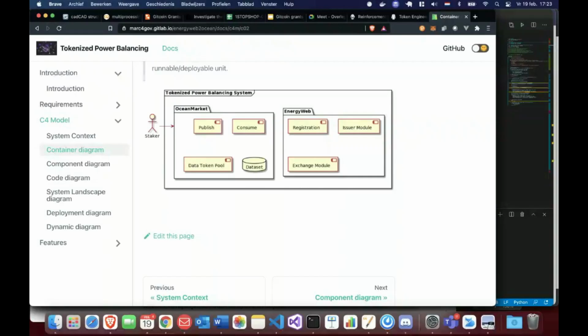We say if you stake on a data token pool of a power producing device, actually you signal that this power producing device is behaving in the right manner. And this, of course, has some value in the whole decentralized energy system as a whole. Okay, that's the business side of it.